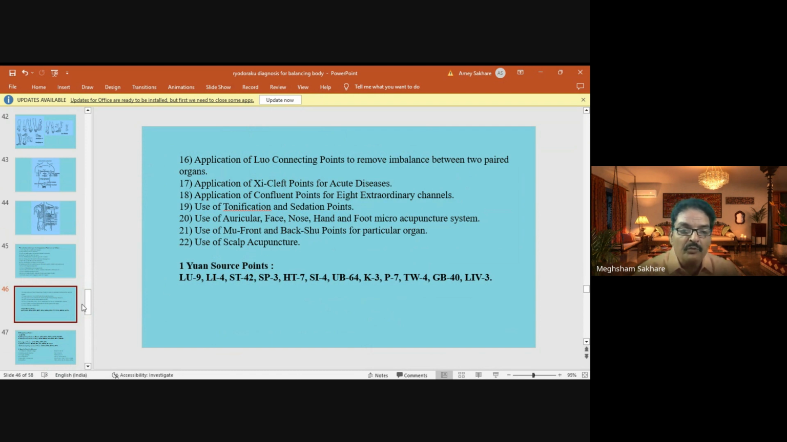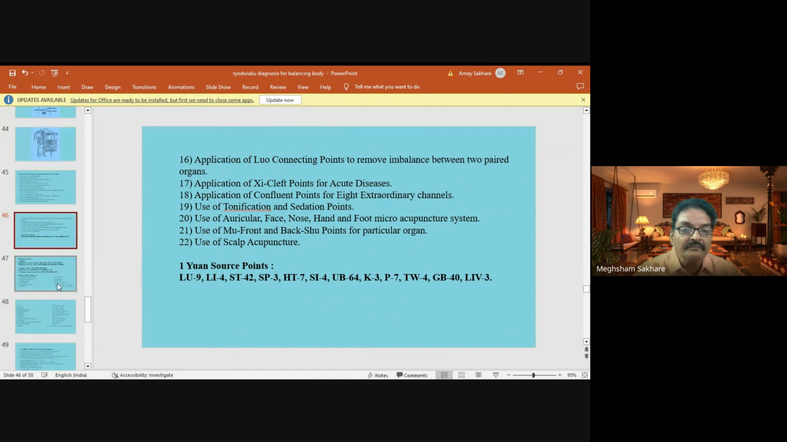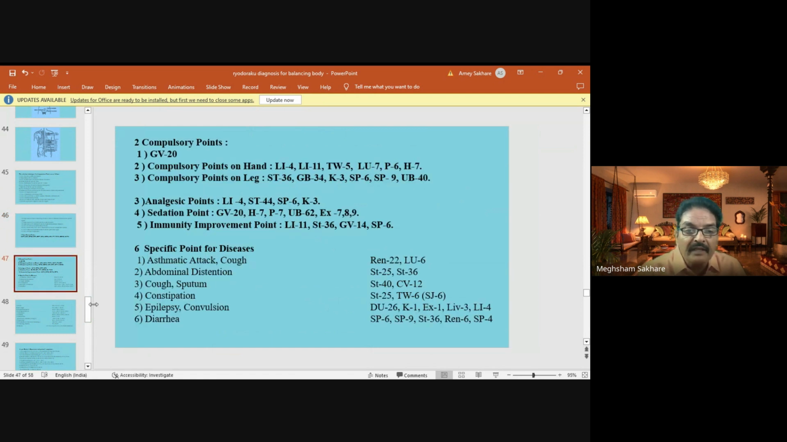Here are the Yuan source points. Lung 9, Li4, stomach 42, SP3, H7, SI4, UB64, K3, P7, TW4, GB40, liver 3. Here are compulsory points. On the head, GV20. On the hand, Li4, Li11, TW5, lung 7, P6, H7. Compulsory points on the leg: stomach 36, GB34, K3, SP6, SP9, UB40.